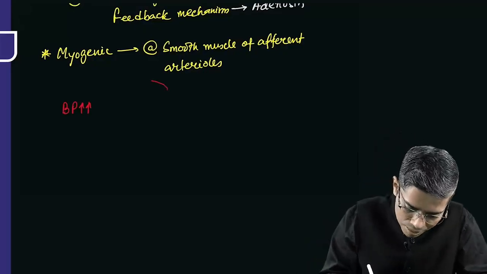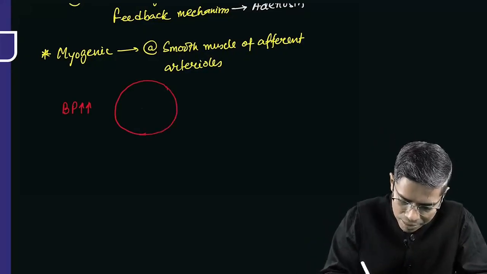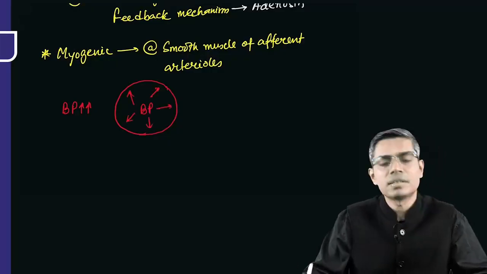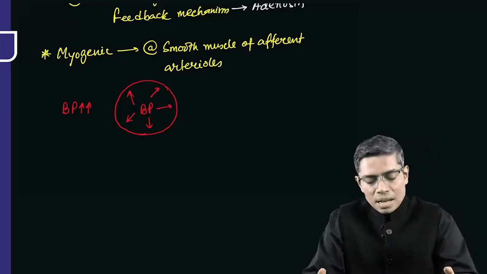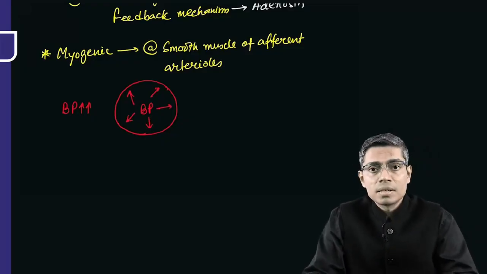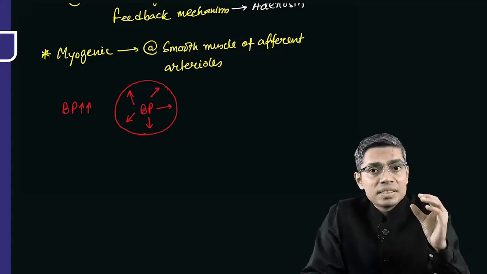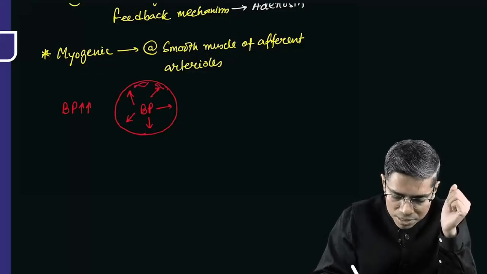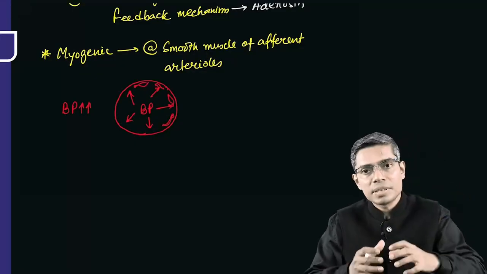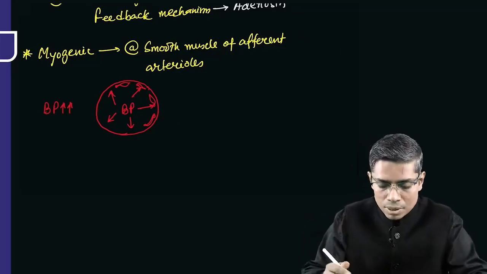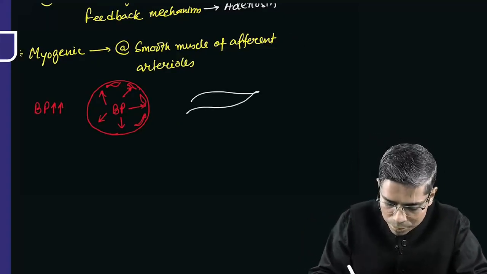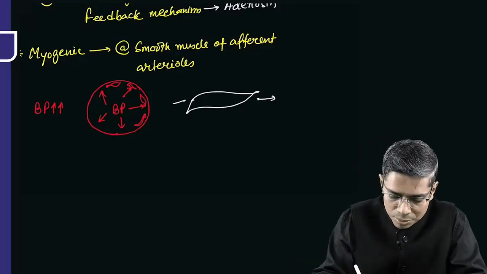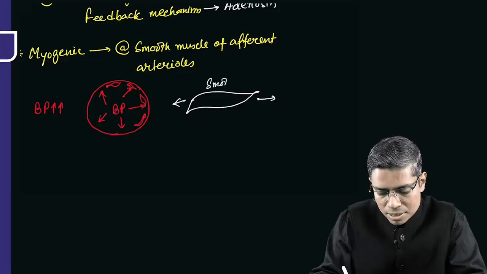Suppose this is the afferent arteriole, and the increase in blood pressure is causing stretching of this afferent arteriole. Now whenever there is stretch of this afferent arteriole, we know arterioles are composed of very thick layers of smooth muscle. So there will be smooth muscle cells here, right? The individual smooth muscles present in the wall of this vessel are also going to get stretched. Okay, so these are my smooth muscles.